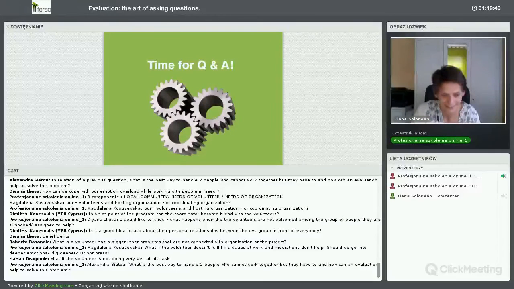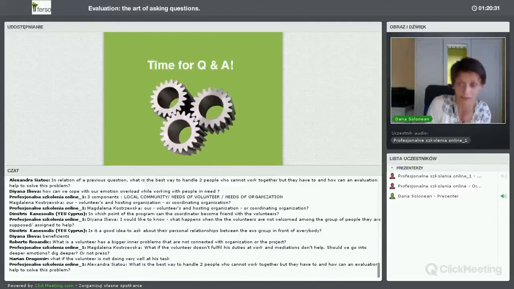So shortly, Alexandra asked what is the best way to handle two people who cannot work together, but they have to, and how can an evaluation help to solve this problem? Oh, do they have to? I would say, do they really have to? Because of course, in the beginning, it's mediation again, and trying to see what is not going well. But a lot of times they are such deep issues that people are not even aware of. They come with personal luggage, and maybe just because the second person reminds him of a lover that broke his heart, he is not willing to cooperate, and he or she doesn't even know it.